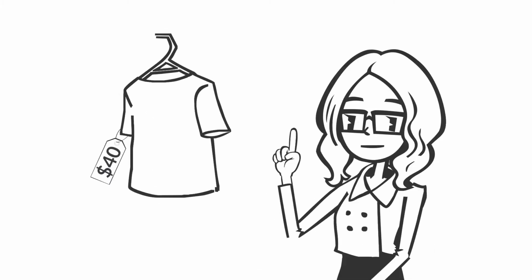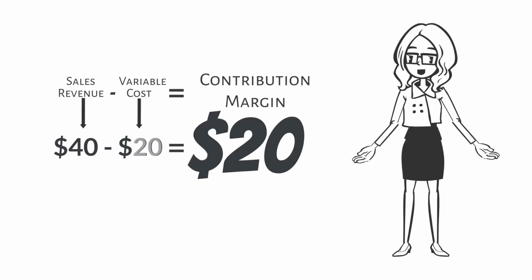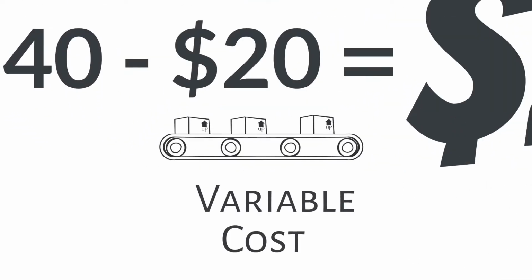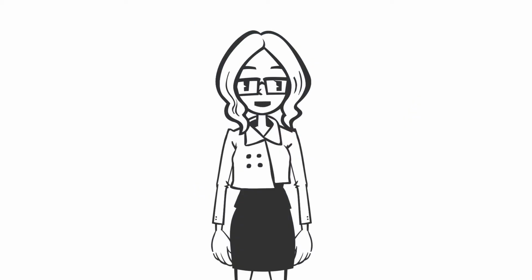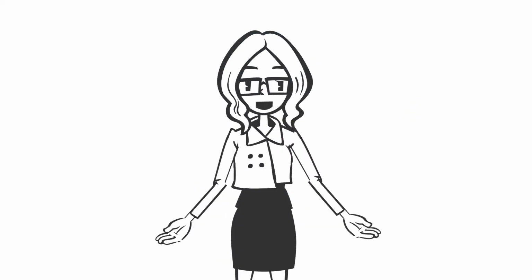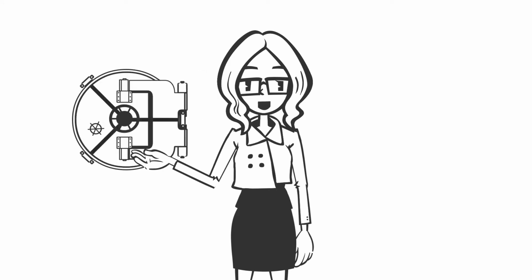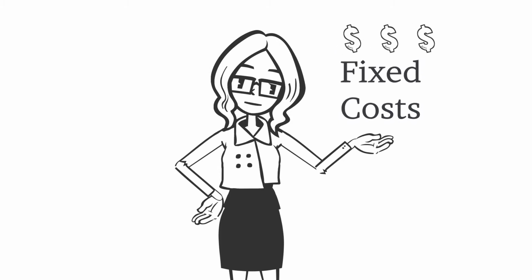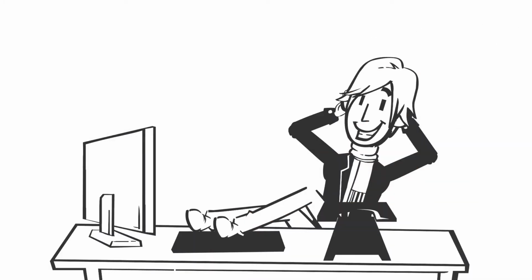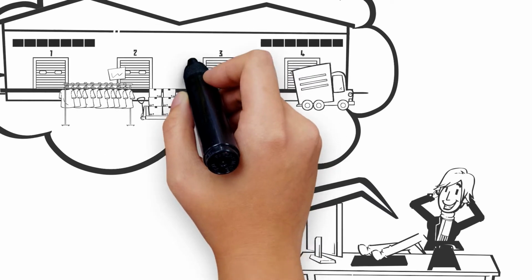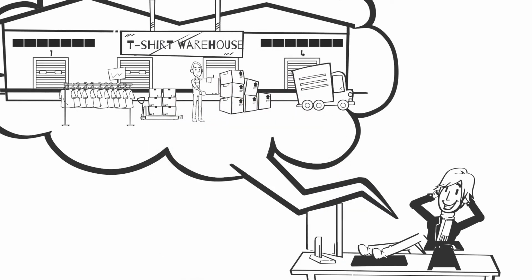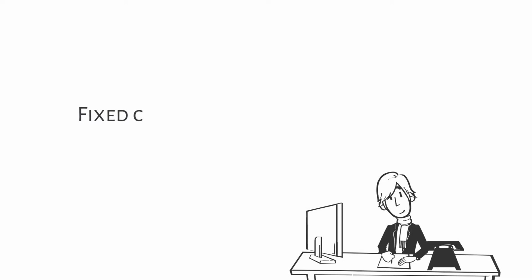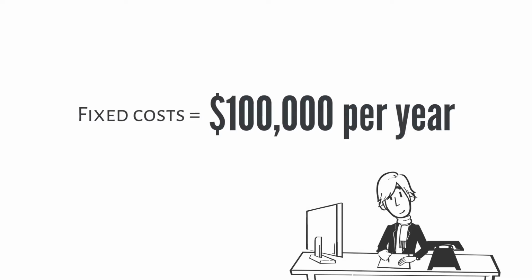Now that we've got that covered, let's return to our t-shirt example. We already know that the $20 used to produce the t-shirts are the variable costs. What we don't know is what the fixed costs are. In order to determine how much money the t-shirt designer gets to keep from the sale of each shirt, we need to identify their fixed costs. After talking to the t-shirt designer, we learned that they design, produce, and sell t-shirts out of a converted warehouse. The total of all the fixed costs for the trendy t-shirt business are $100,000 per year.